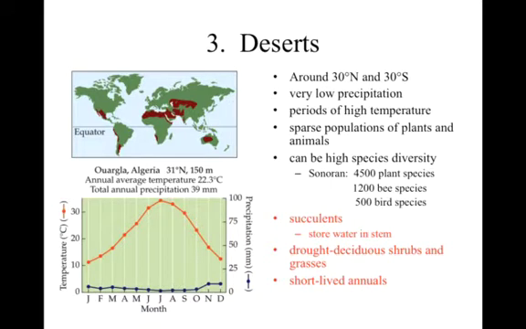Again, this shouldn't be a big shocker. Most of you probably know this intuitively. Deserts are dominated by succulent plants. These plants store water in their stems, and that allows them to persist through those really dry conditions. You can also get drought deciduous shrubs that drop their leaves during the dry periods, and you can get some grasses. The other thing you tend to get in deserts is short-lived annuals.